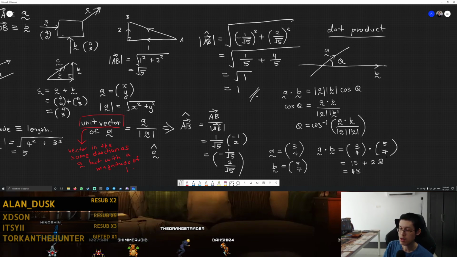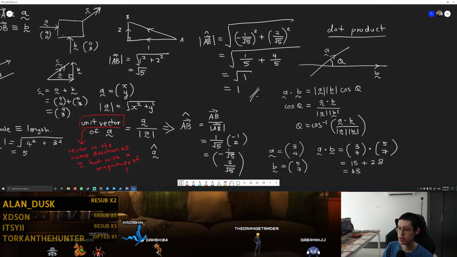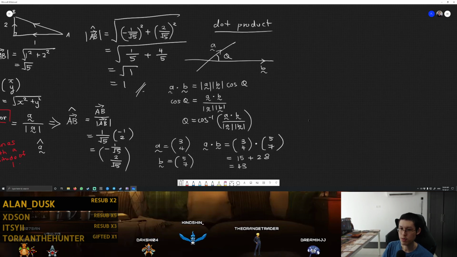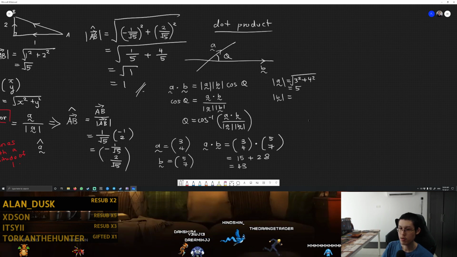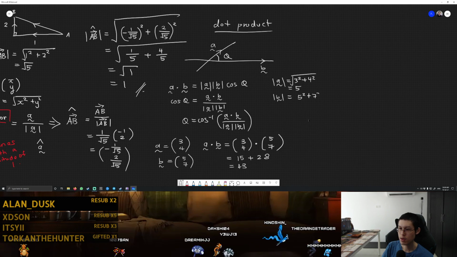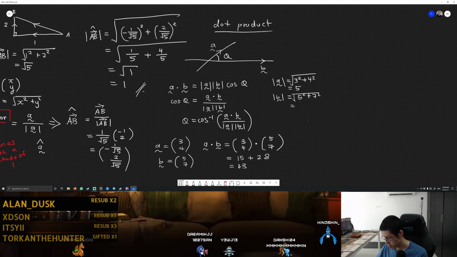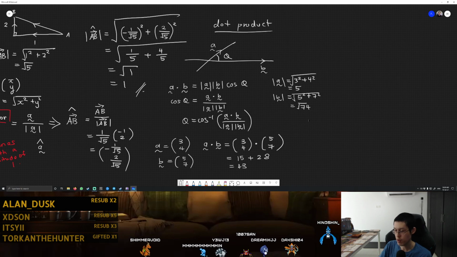And then you can see this modulus here that refers to the magnitude of the vectors, right? So let's move that here a bit. Let's try to work that out. The magnitude of A is going to be 3 squared plus 4 squared. Square root of that gives me 5. Magnitude of B is 5 squared plus 7 squared. Square root of that is 74.